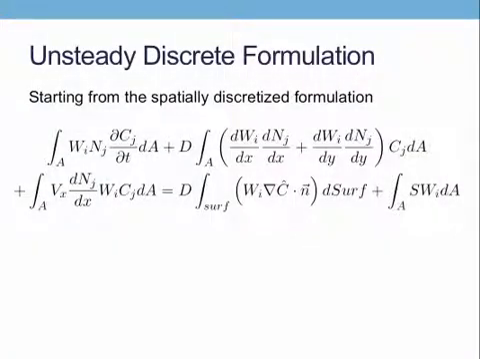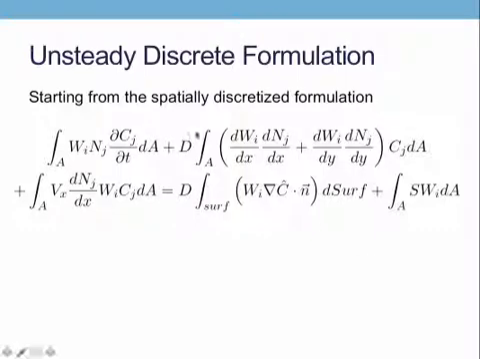In our previous video, we started from our continuous formulation. We stated that we were approximating C hat by the sum over all of the nodes in the element, C sub j times N sub j. Furthermore, we stated that we were using the Galerkin approximation so that our weight functions w sub i would be the same as our basis functions N sub j. When we substituted that into our continuous formulation, we arrived at the spatially discretized formulation that's shown here.